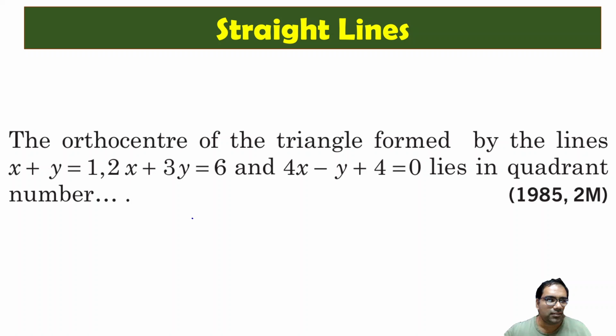Obviously, there are three lines, and these are not parallel lines. So these three lines will meet somewhere and they will form a triangle. What happens to the orthocenter of this triangle?